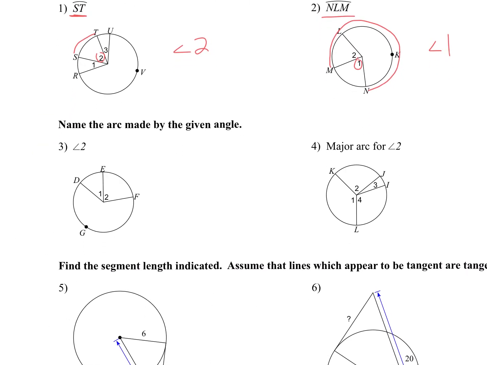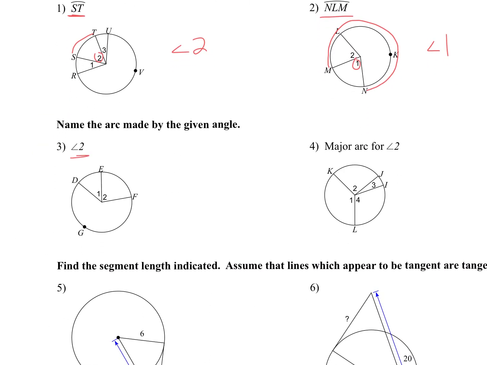Okay, similar with 3 and 4. This time, what do they give me? Angle or arc? Angle. Okay, so mark the angle in some way. Now, does it say anything in the directions about a major arc? No, so it's looking for the minor arc. What's the minor arc of 2? EF. Yep.